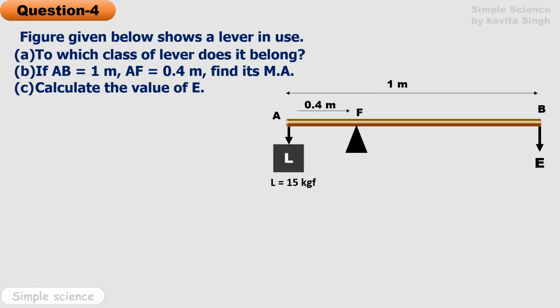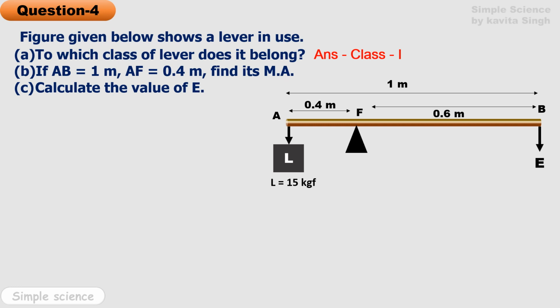Load value is not given in the question, it is given in the diagram. AB is 1 meter, AF is 0.4 meter. So what is the remaining distance? Distance of BF, it is 0.6 meter. Now what do you have to calculate? First you have to say which class of lever. To which class of lever does it belong? It belongs to class 1 lever, as the fulcrum is in between load and effort. Load and effort are on either side of the fulcrum. So it is class 1 lever.